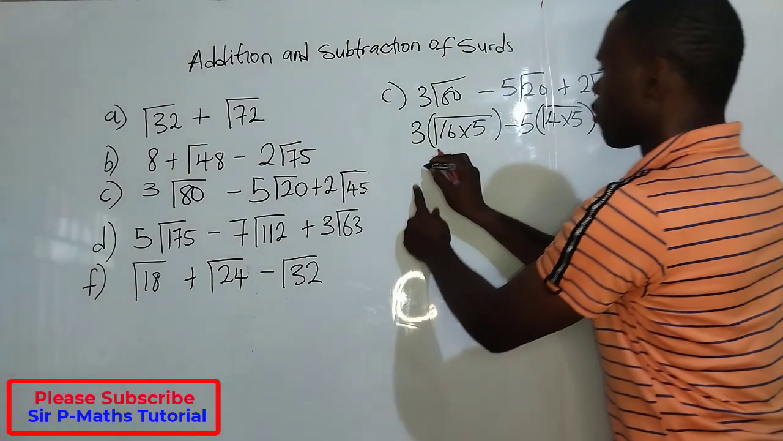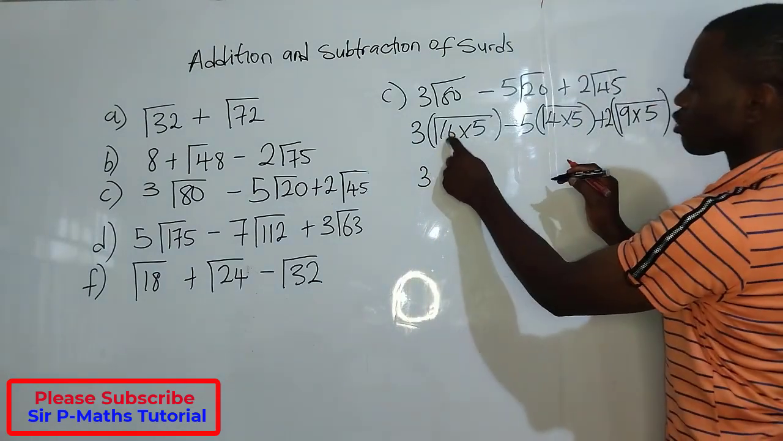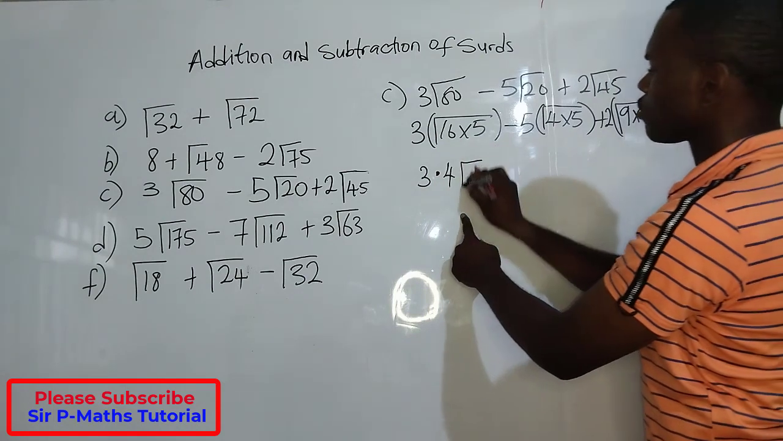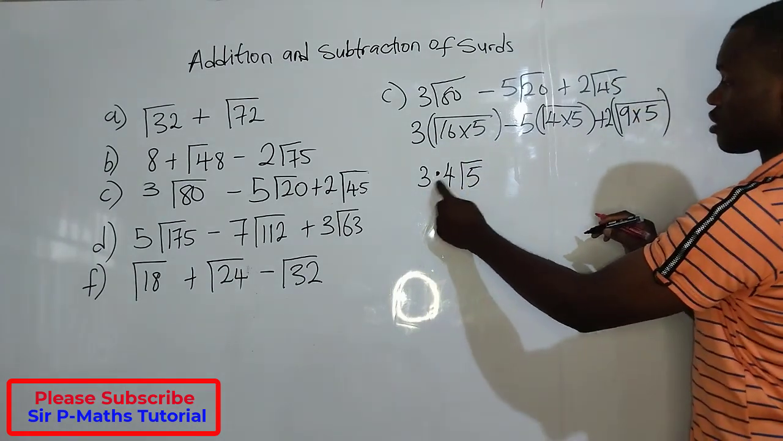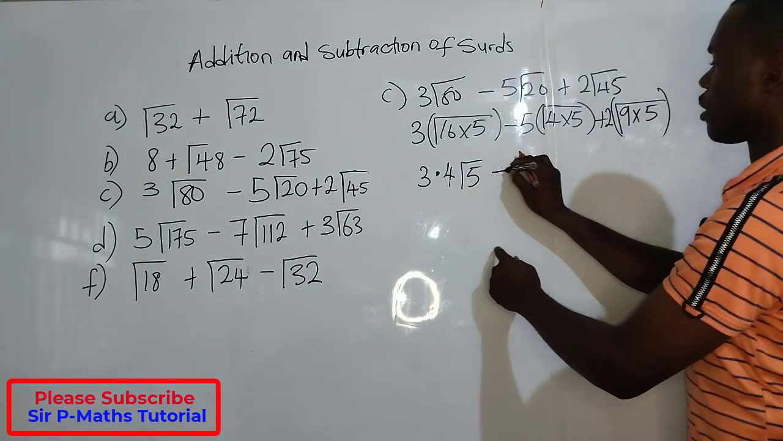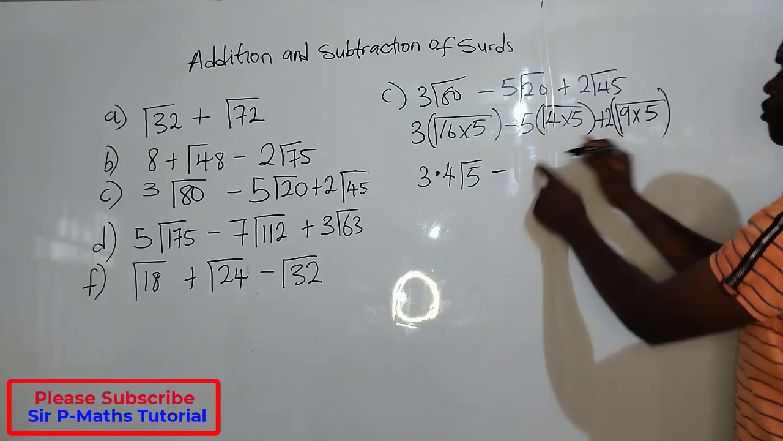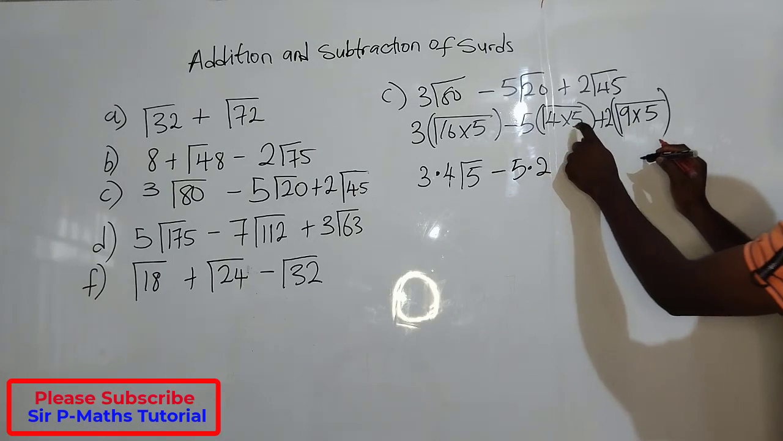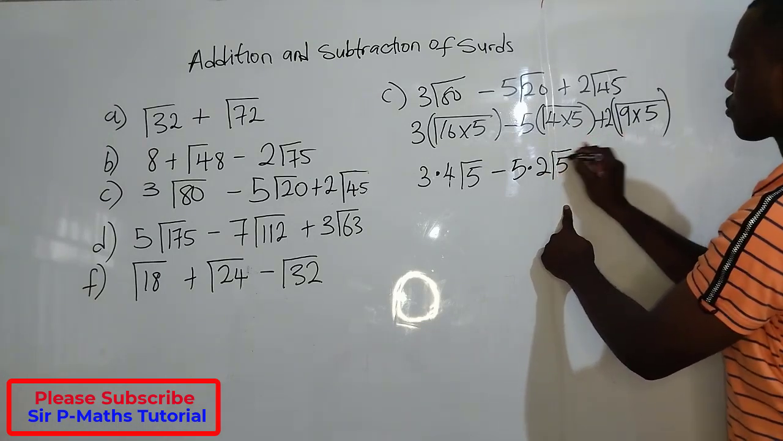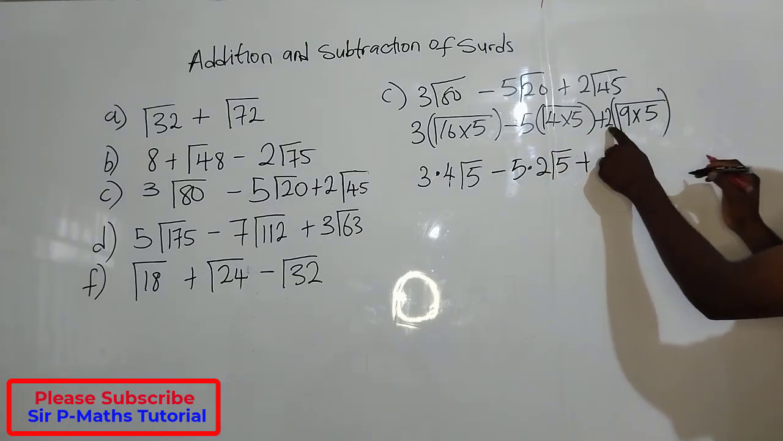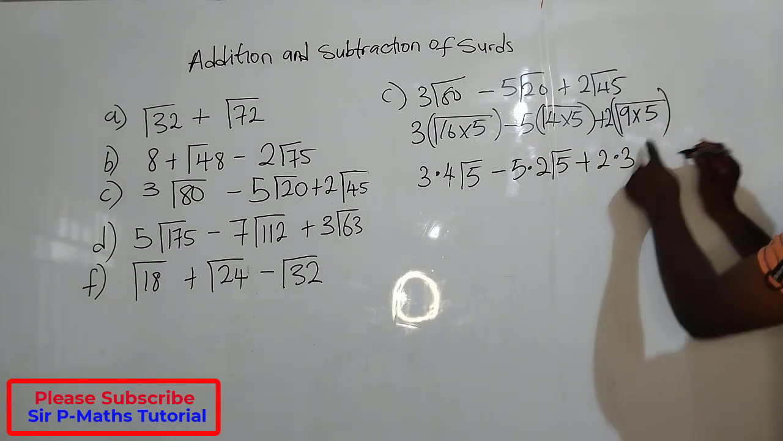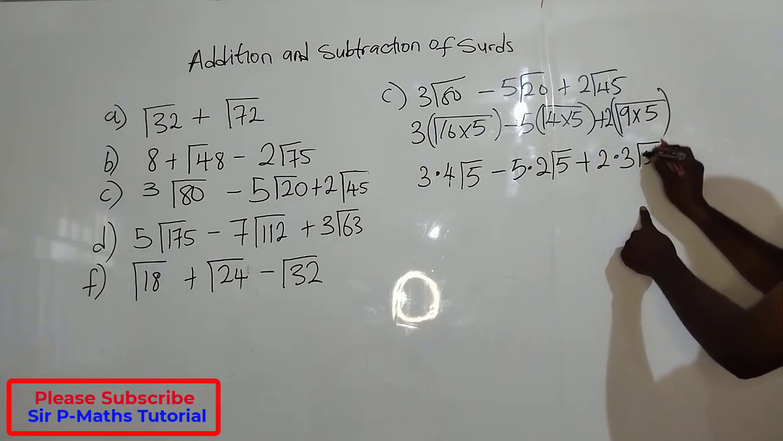Then record these two. Separate it. I'll have 3. Square root of 16 is 4. Let me go direct. 3 is multiplying 4 with root 5. Minus square root of 4. Bring down 5. Square root of 4 is 2. Bring down square root of 5. Plus the square root of 9. Square root of 9 is 3. Bring down the root of 5.